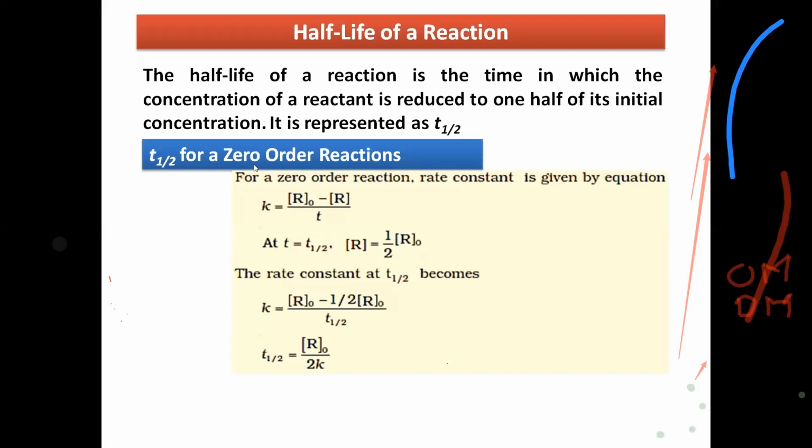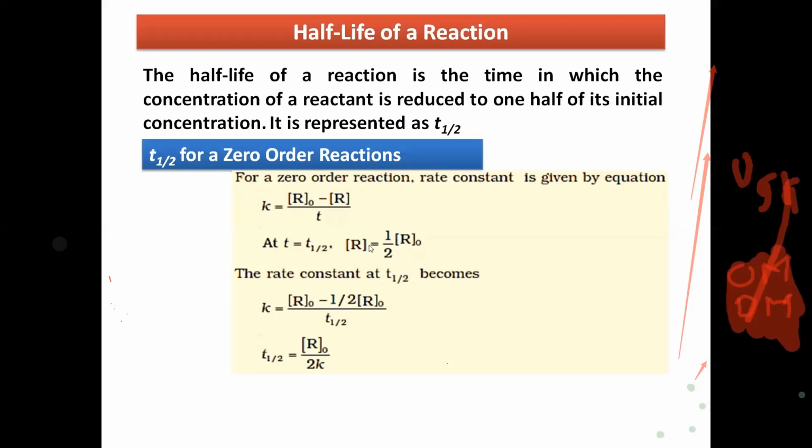So what is T half for a zero order reaction? For a zero order reaction, the rate constant is given by the equation k equals (R0 minus R) by t, right? So at t equals T half, the concentration of the reactant will become half R0. Your initial concentration at that particular time will become exactly half, because the definition of T half says it is the time at which the concentration becomes exactly half of the initial concentration. So can I just write down this equation? Of course, t equals T half, and the concentration remaining of the reactant should be exactly half of its initial value.